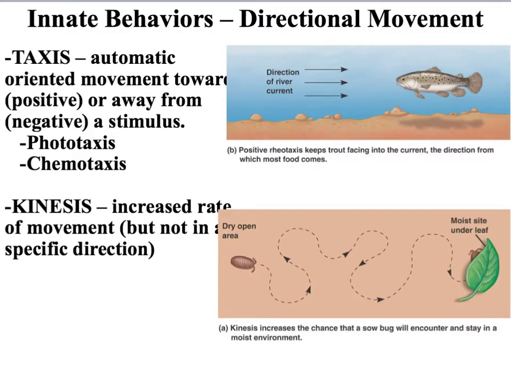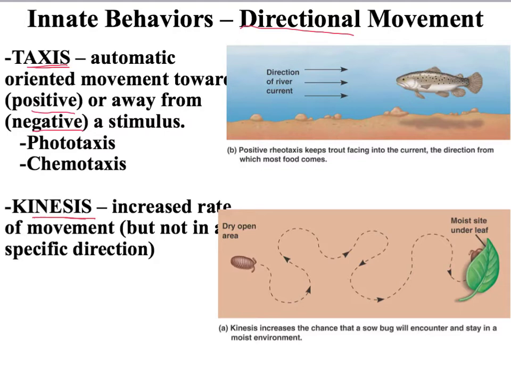The next type of innate behavior that I want to talk about is directional movement, and there are two types: taxis, which is a very directed movement toward or away from a stimulus, and kinesis, which is more like increased activity in response to a stimulus. So let's talk about the two and give some examples. Anytime these behaviors are oriented toward the stimulus, that would be called positive taxis or positive kinesis. And if the movement is directed away from a stimulus, that would be called negative taxis or negative kinesis.